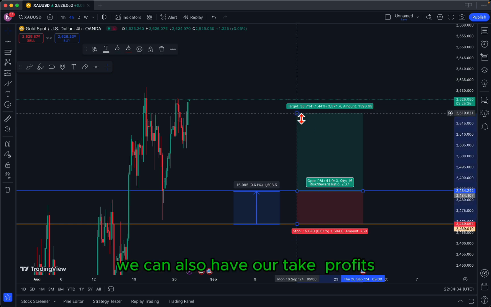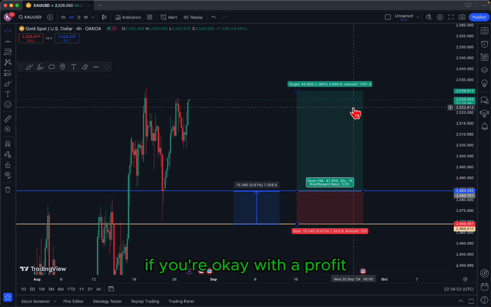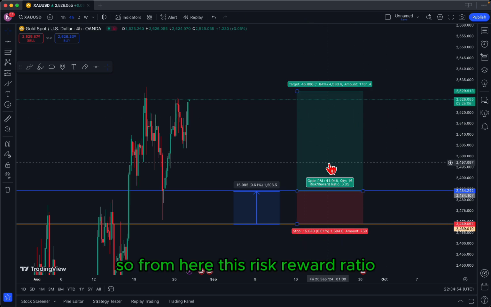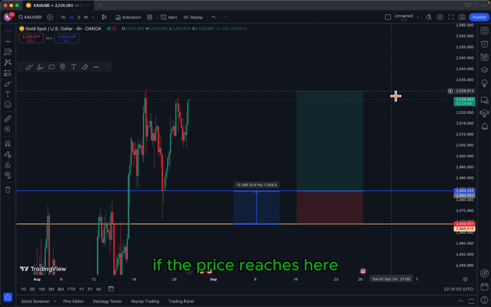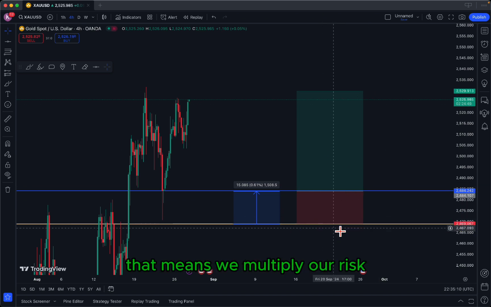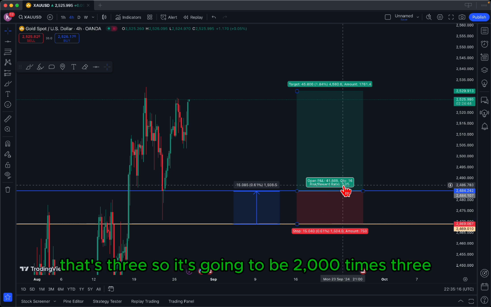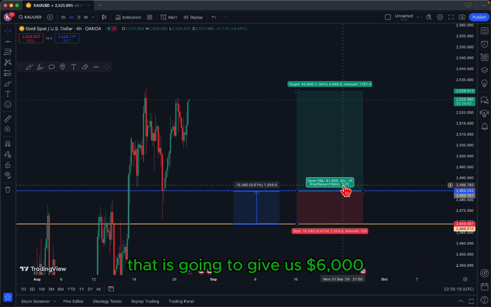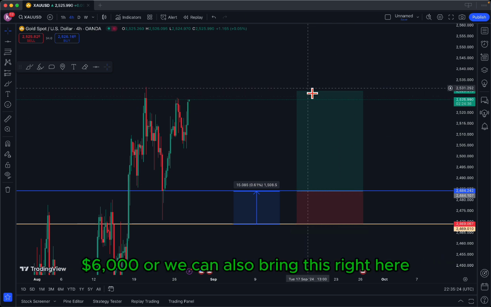But we can also have our take profits. That is where we want to get out, if you're okay with the profit. So from here, this risk reward ratio means with the $2,000 we are risking, if the price reaches this level right here, that is the risk reward. That means we multiply our risk, that's $2,000, by this number here, that's 3. So it's going to be 2,000 times 3, that's going to give us $6,000. So if the price goes in our favor, you're going to get $6,000.